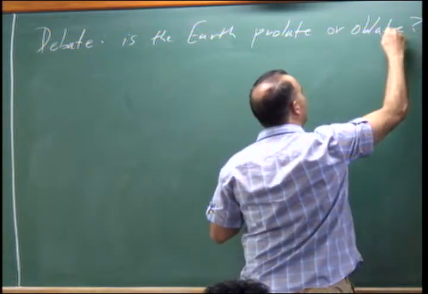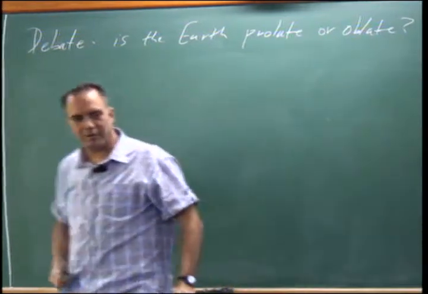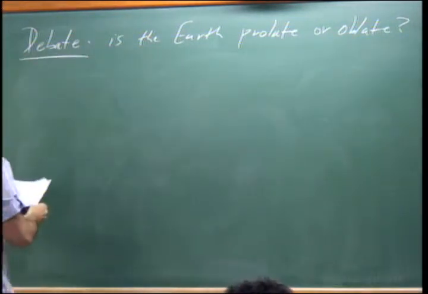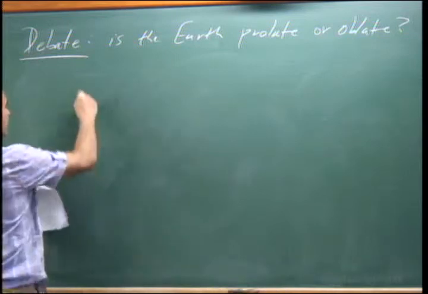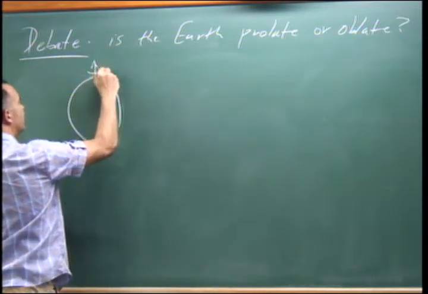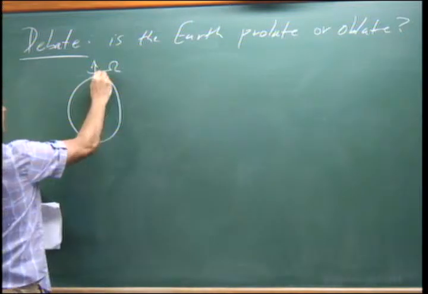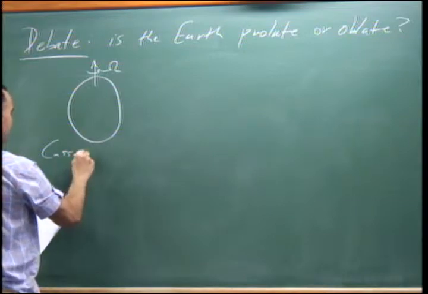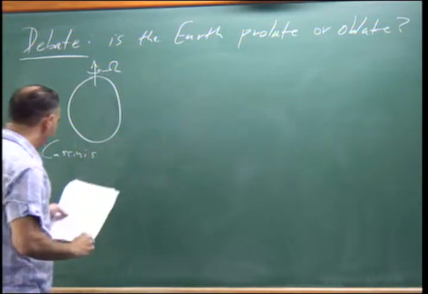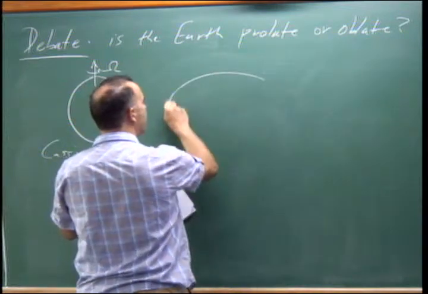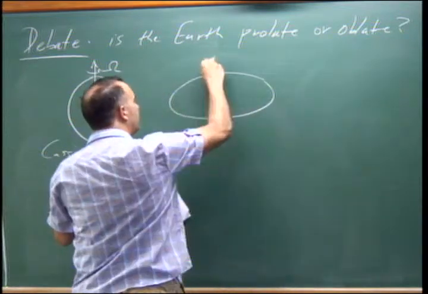Okay, so it's obvious to us now, but it wasn't obvious to people then, at the time of Newton, whether the Earth was going to be oblate, so like this, it's going to deflect in this fashion in response to rotation. And this is what was predicted by the Cassinis, and Newton predicted that it would be oblate.